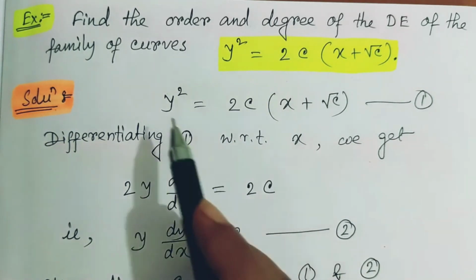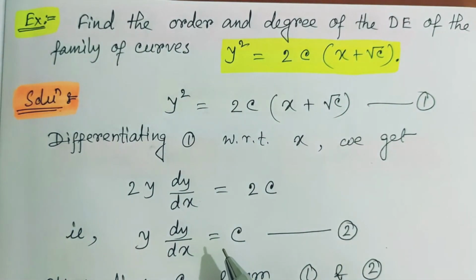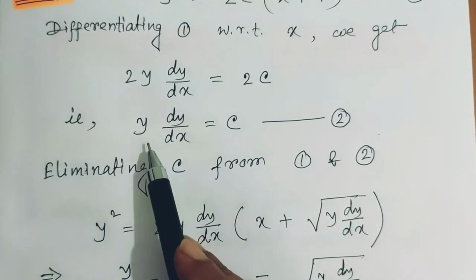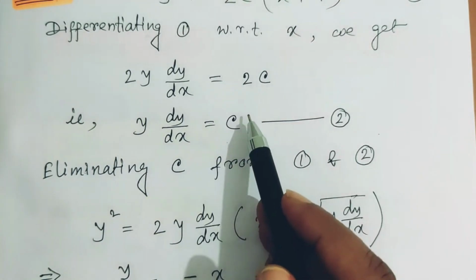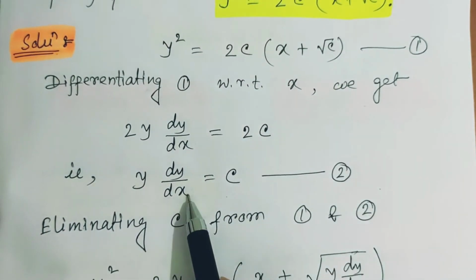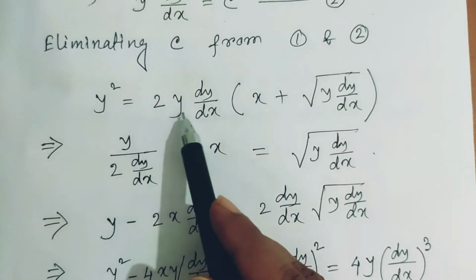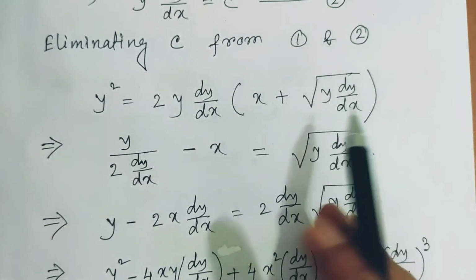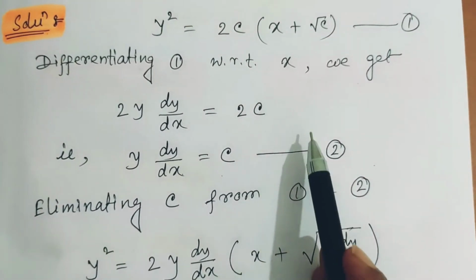For that, at first we should check how many arbitrary constants are there. Only one arbitrary constant is given. So we should take the first order derivative, only one time with respect to x. So if we do that, then for the derivative we shall find y into dy dx is equal to c. Now we should eliminate c from the given equation and the first order derivative equation. So after this elimination we shall find y square is equal to 2y dy dx into x plus root over of y into dy dx. We simply substitute y dy dx instead of c in equation number 1.